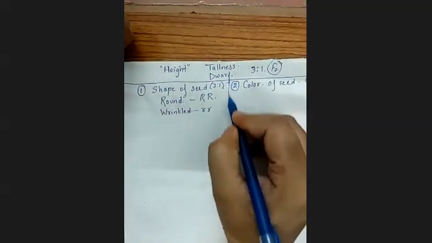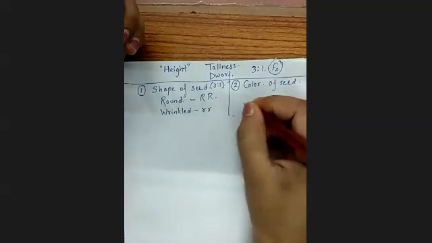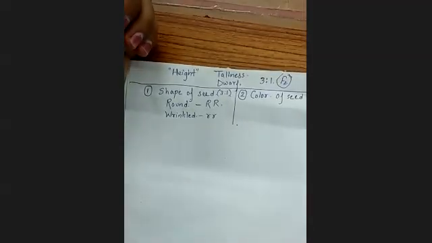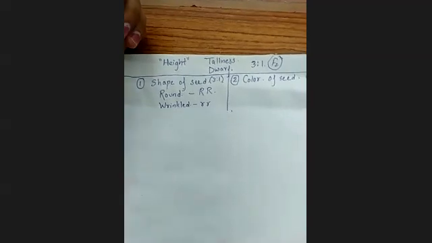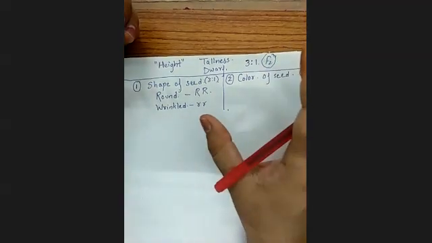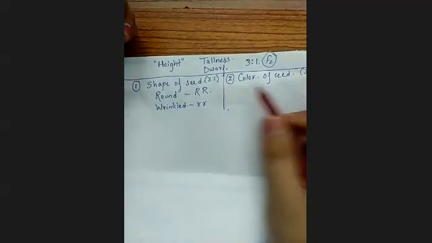Then he took the color of seed. Ma'am, can you repeat from the beginning what you have told? I was unable to connect. I have just begun, beta. Okay, ma'am. Now everybody can hear me. Yes, ma'am. Okay, fine.